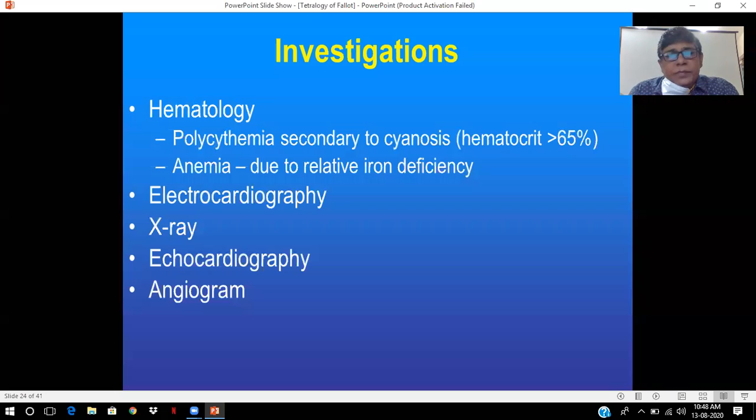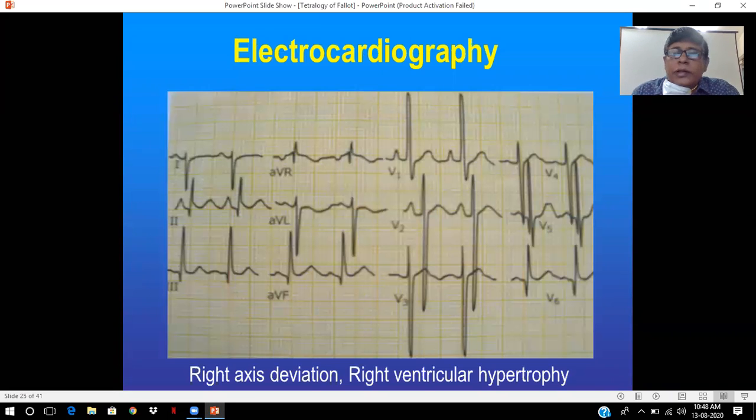Now coming to the investigation part, if we do the CBC, we'll find there's polycythemia. The hematocrit is more than 65%. Hemoglobin is very high, 17, 18 like that may be there. And anemia may be there due to relative iron deficiency. We do ECG, X-ray, echocardiography, and angiogram if required. In ECG, mainly you get right axis deviation for right ventricular hypertrophy. That's the main finding.